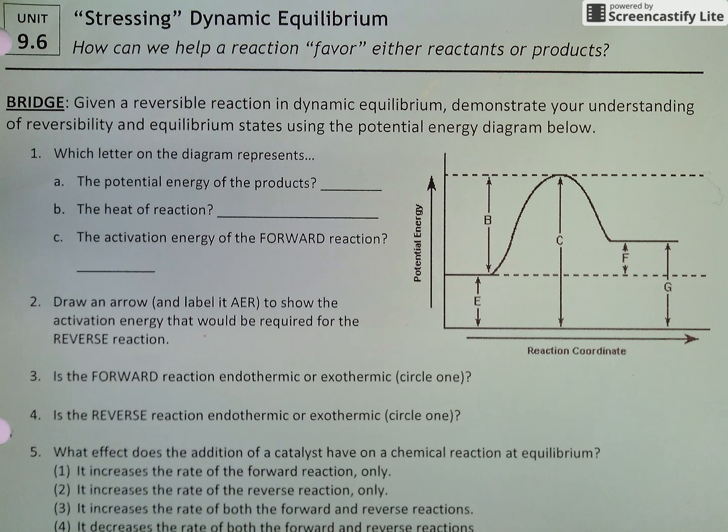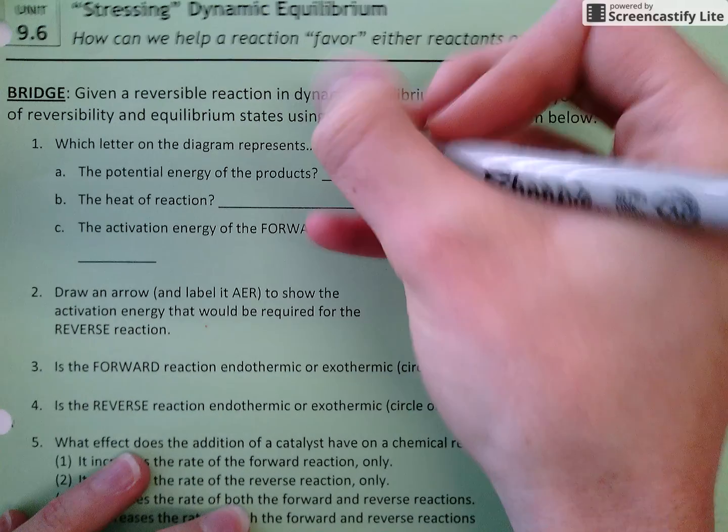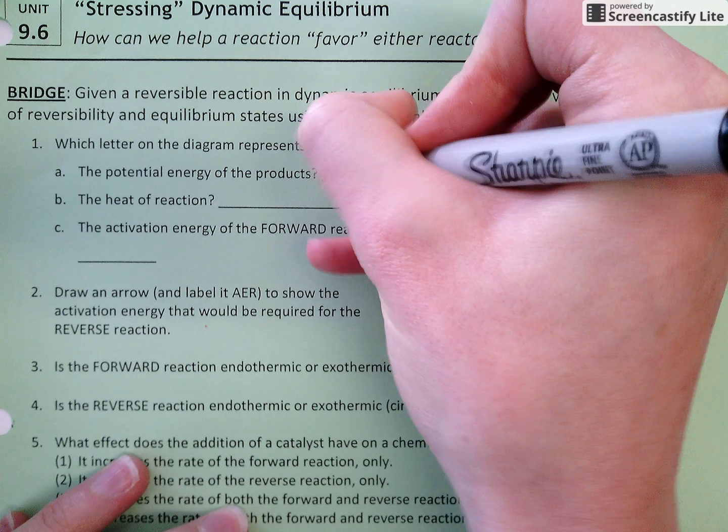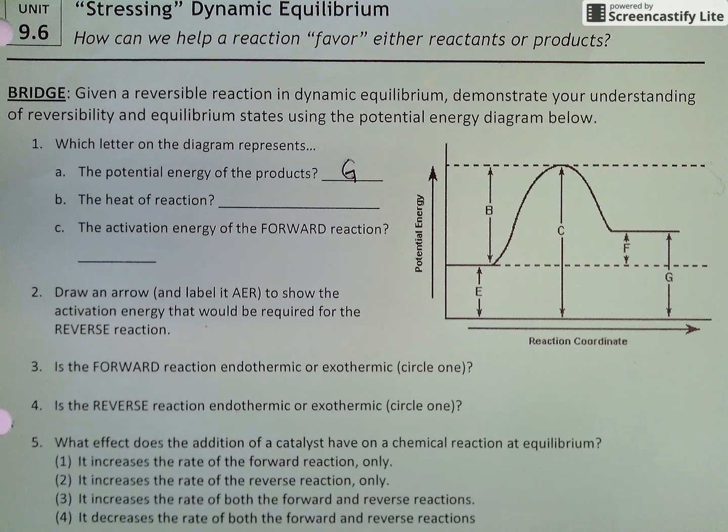So if we start with question 1, I'm just looking for the letter that represents a number of different things. For part A, we're looking for the potential energy of the products, and that's just how much potential energy our products over here on the right-hand side of the reaction have. So I'd say that's represented by letter G. It tells us how high that particular line is on the diagram.